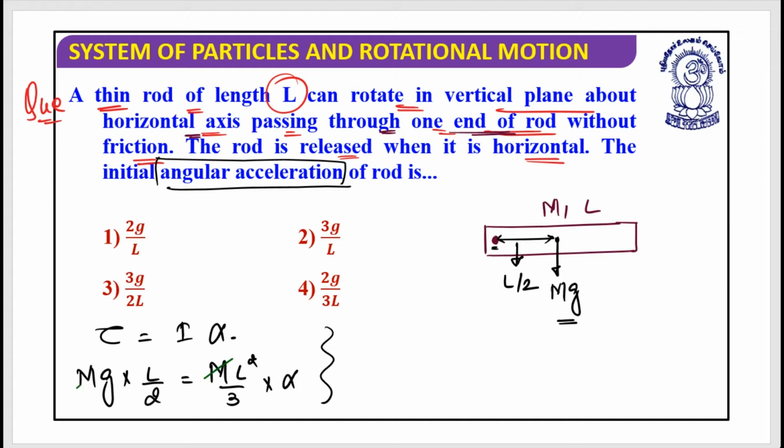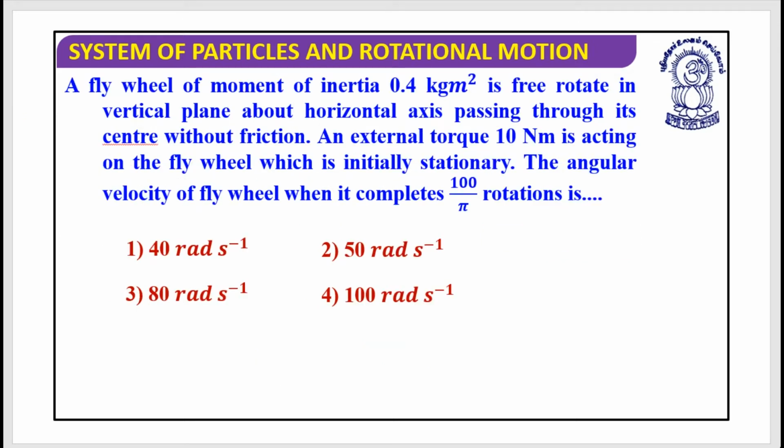So m cancels on both sides, and alpha is equal to 3g by 2L. This is the answer: alpha equals 3g by 2L. I hope this is clear. Have you got this? Great. Let's work on the next question.